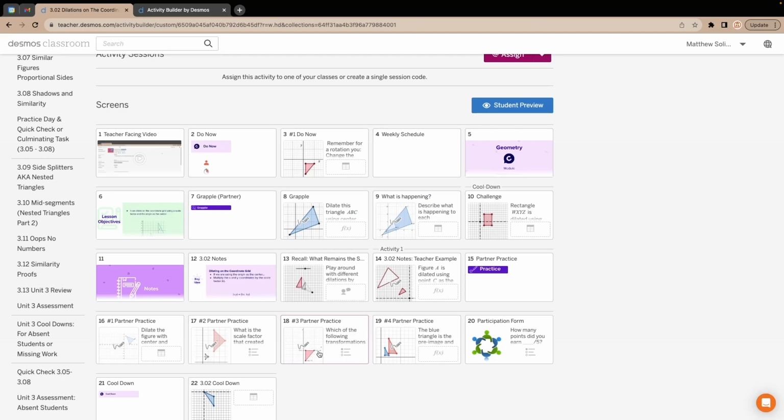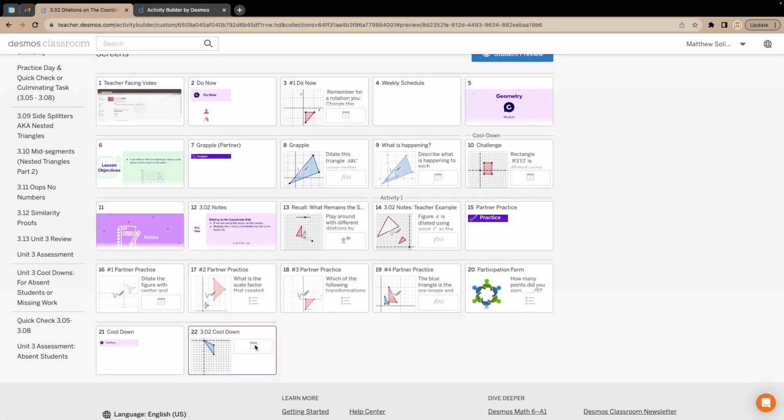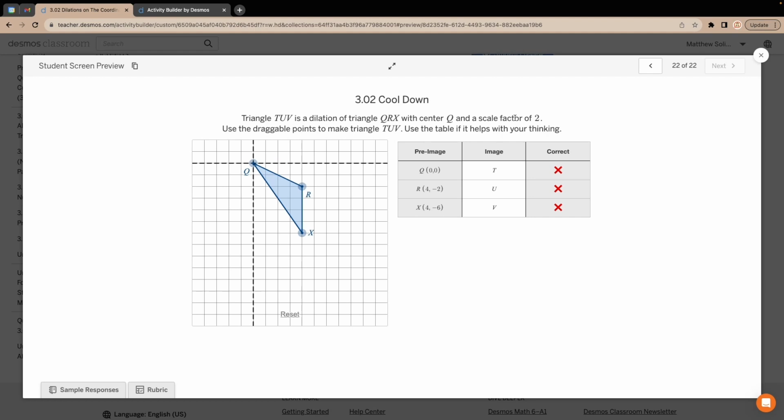All right. So try that cool down, looking at what the coordinates are going to be if we multiply by a scale factor of 2, and drag those points to where they're going to go if we're multiplying by a scale factor of 2.